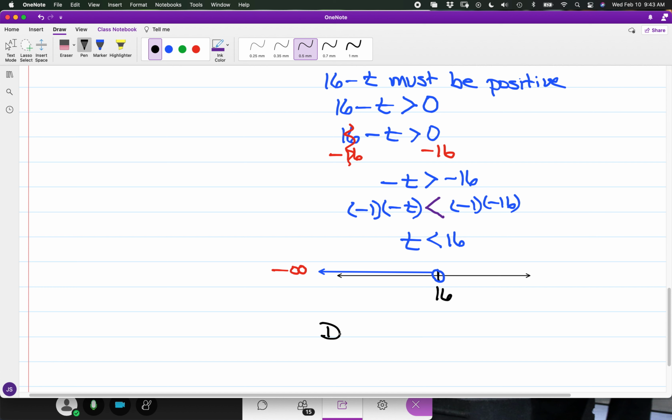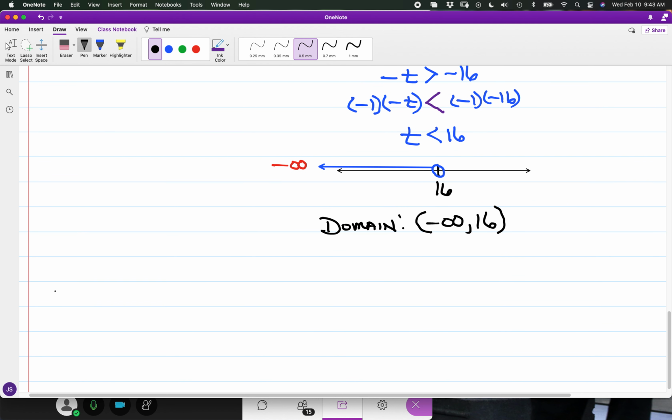So for the domain, expressing it as an interval, we have going from negative infinity, approaching but not including 16, and the 16 is going to be in the parenthesis. All right, so that's going to be the domain for what we have in number 100, part C. Now, for the case 104, we'll look at all these particular parts here.